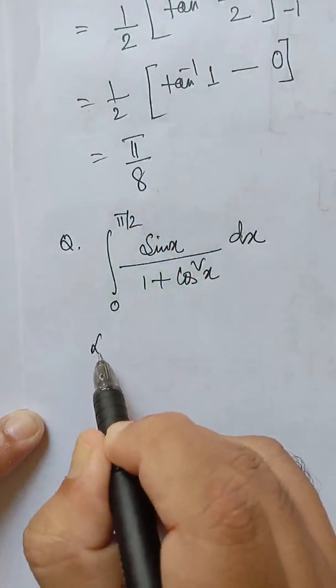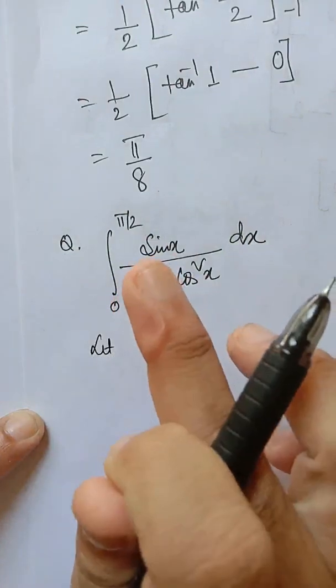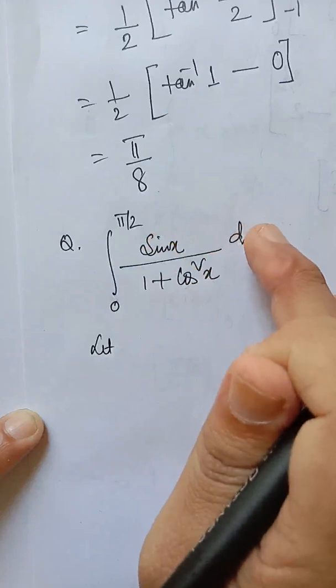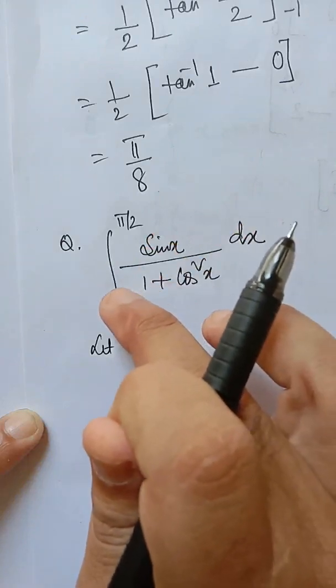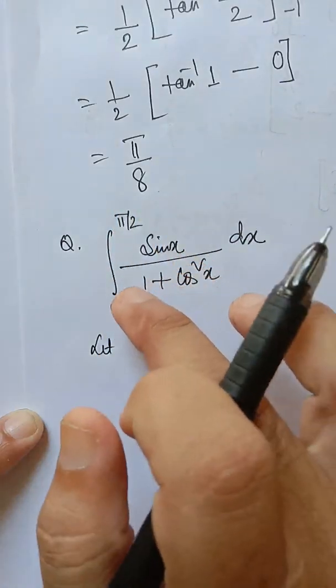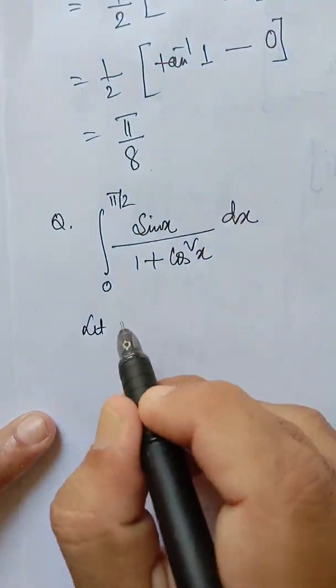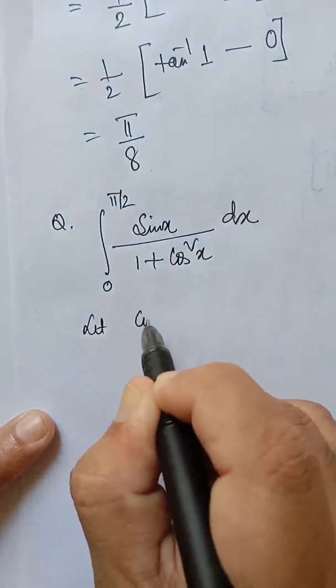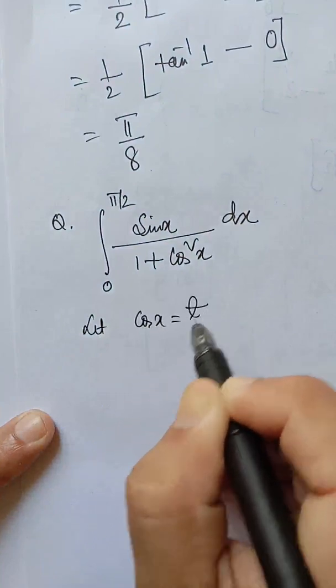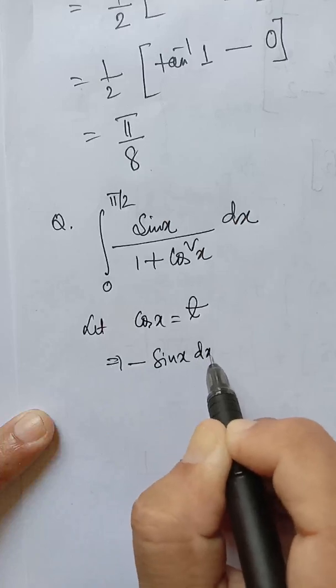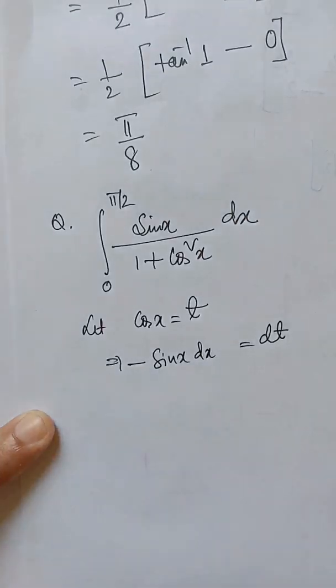Again I am saying the question is to integrate sin x by 1 plus cos square x dx, and this is the limit of x. The variable x varies from 0 to pi by 2. First we will substitute, we will put cos x equal to t. The derivative is minus sin x dx equal to dt.